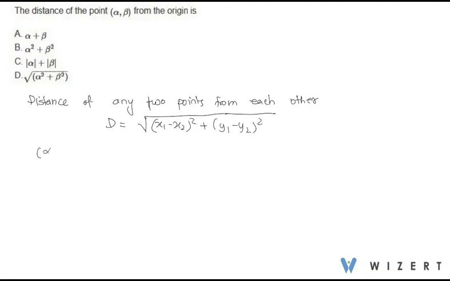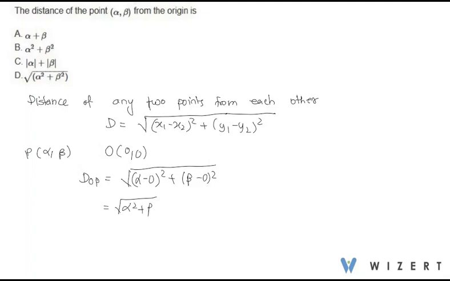Here one point is alpha comma beta and the other point is the origin, which is 0 comma 0. Let's name it P. So in this case distance of OP will be equal to under root of alpha minus 0 whole square plus beta minus 0 whole square, which is equal to alpha minus 0 is alpha square plus beta square. So distance of OP is under root of alpha square plus beta square units.